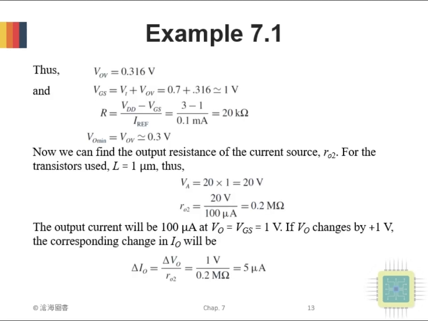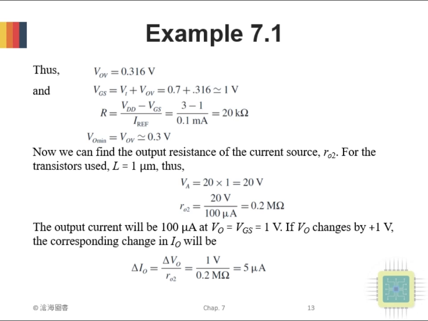Thus, V_OV is equal to 0.316 V, and V_GS is equal to V_T plus V_OV, which equals 0.7 plus 0.316, close to 1 V. And we can calculate R, which is equal to 20 kΩ, from this equation. V_OMIN equals V_OV, close to 0.3 V.